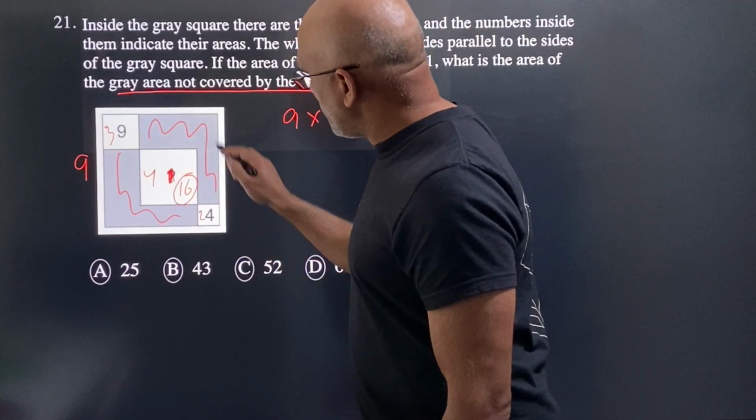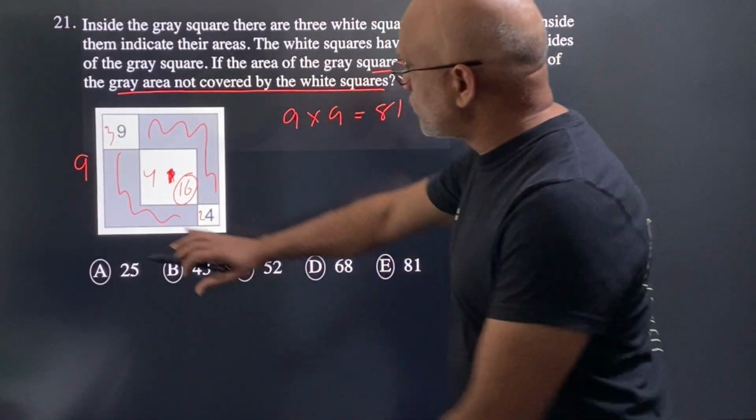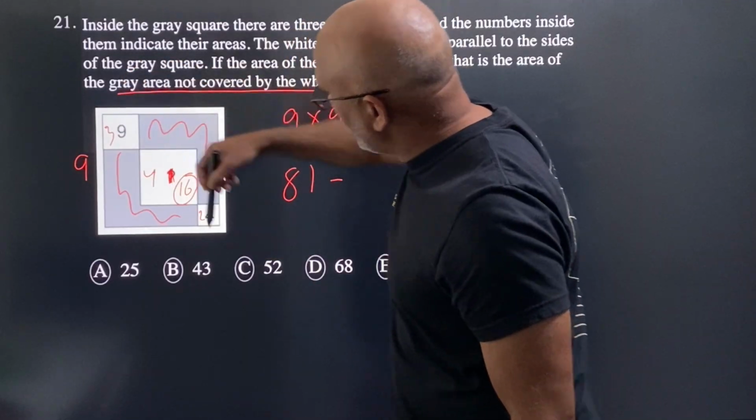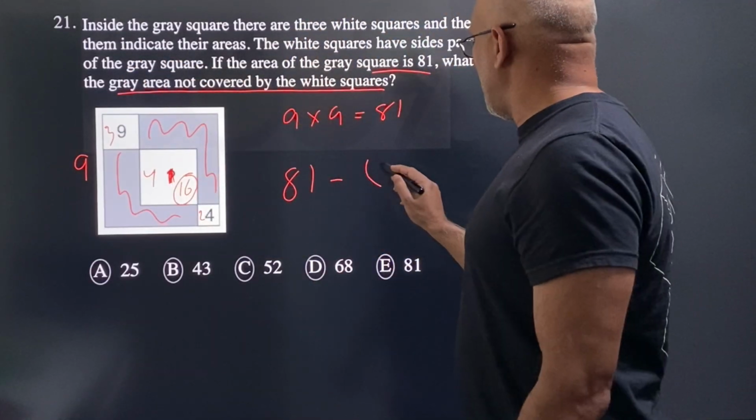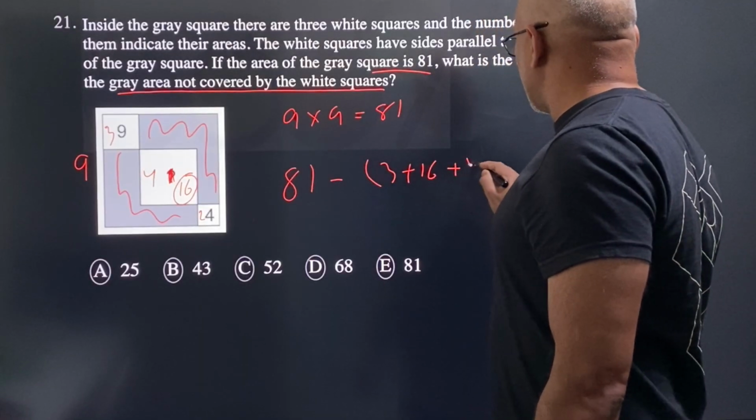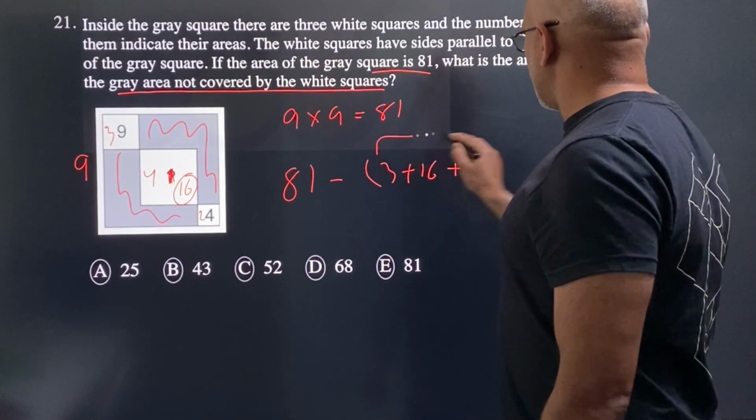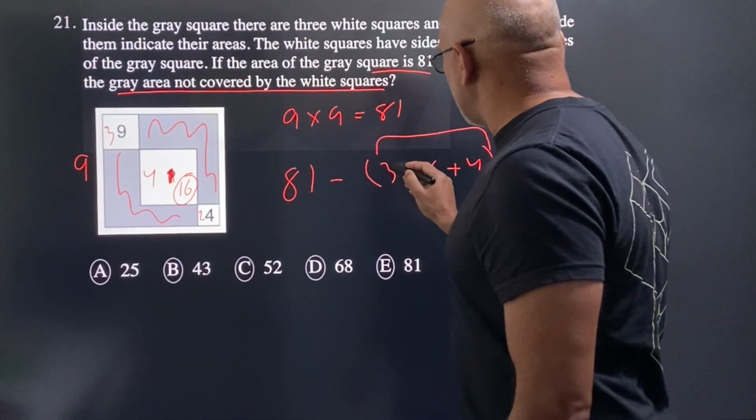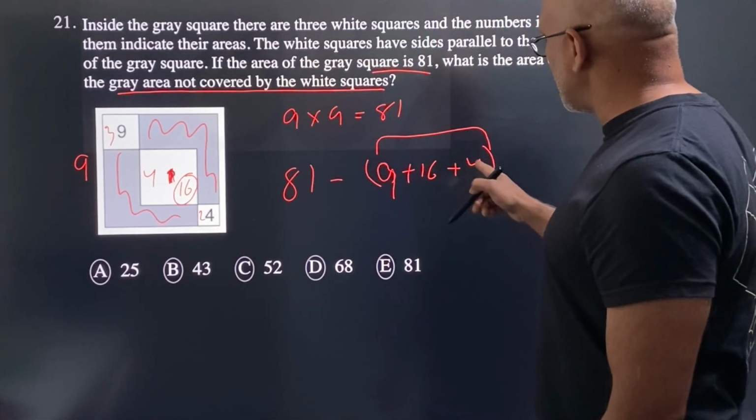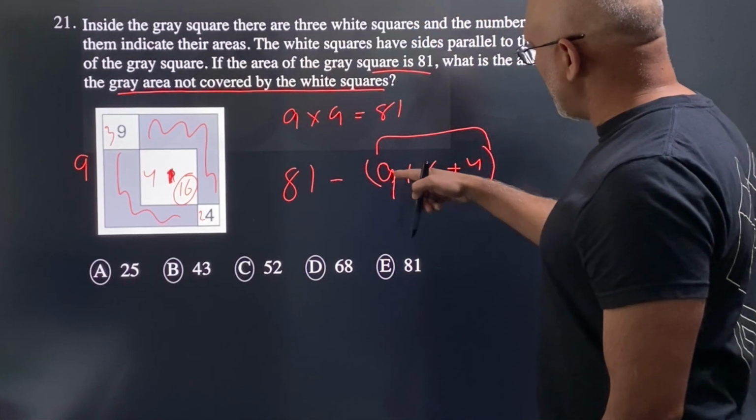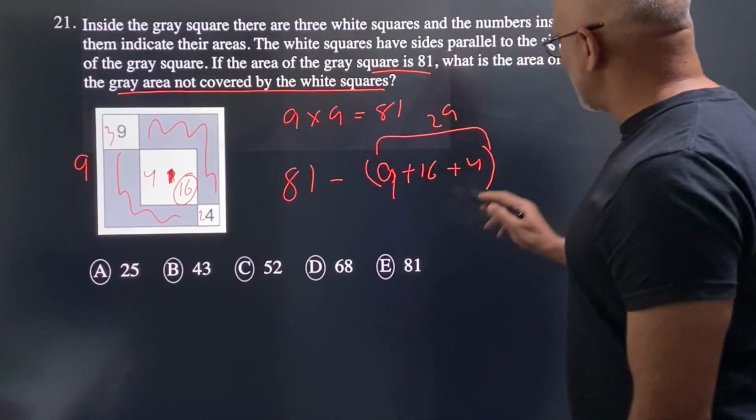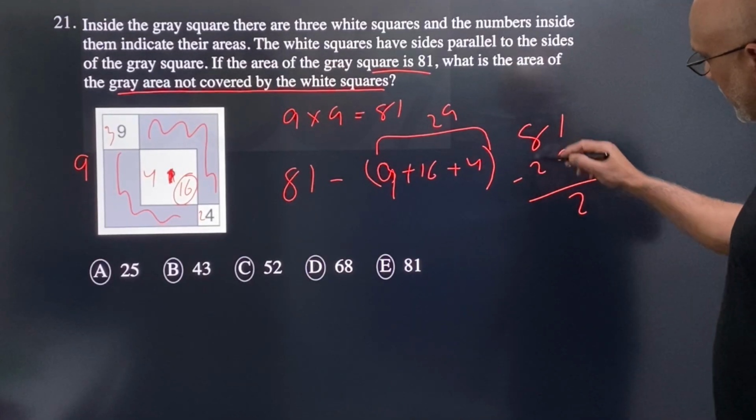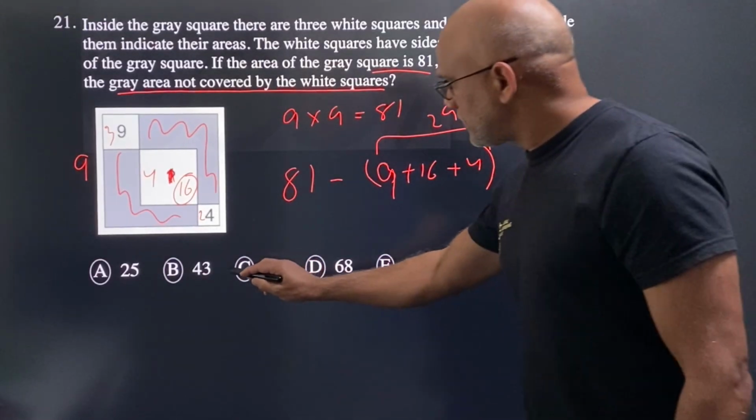Okay? So the gray area that is not covered is the total area minus these 3 areas, right? So this is 3 plus 16 plus 4. No, so this is 9, right? So this is 9. 9 plus 16 plus 4. 16 plus 4 is 20. Plus 9 is 29. So 81 minus 29 is 52, right? Then C is the correct choice.